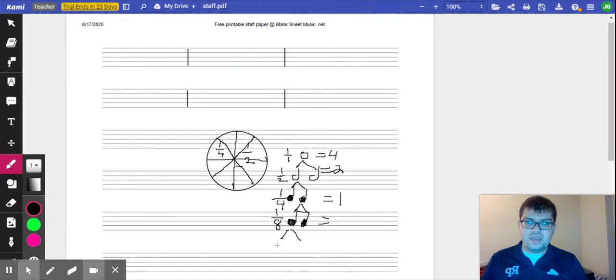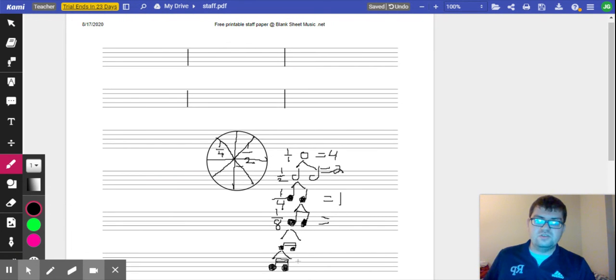After this, after 8 would be 16th notes. After 16th notes, you have 32nd notes. My drawing's not very good here. You can keep on going and you can keep on going forever. 64th notes, 128th notes, 256th notes. If you're in 6th or 7th grade, you're going to get to 8th notes. If you're an 8th grader, you're going to be working with 16th notes.